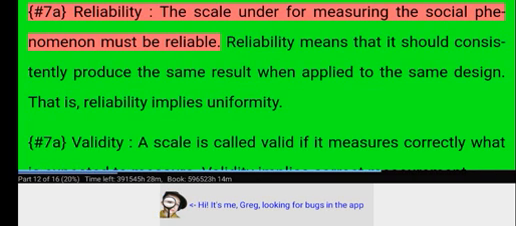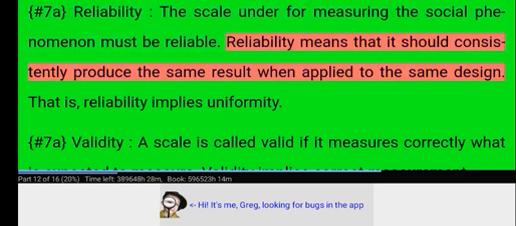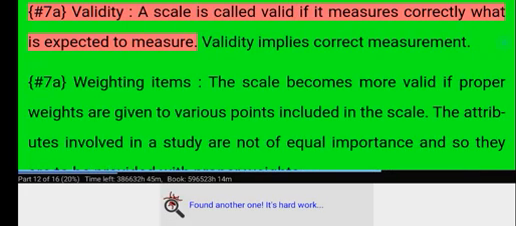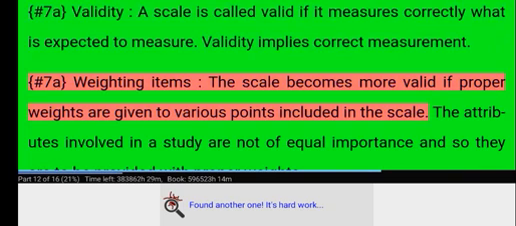2. Reliability. The scale used for measuring the social phenomenon must be reliable. Reliability means that it should consistently produce the same result when applied to the same design. That is, reliability implies uniformity. 3. Validity. A scale is called valid if it measures correctly what it is expected to measure. Validity implies correct measurement.